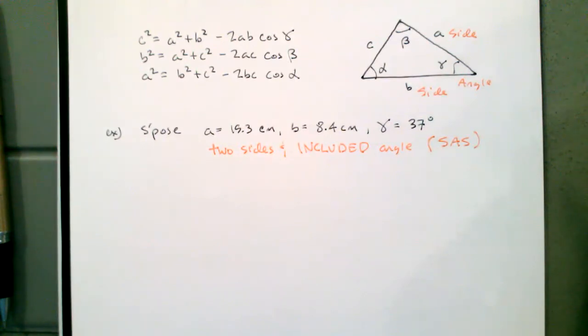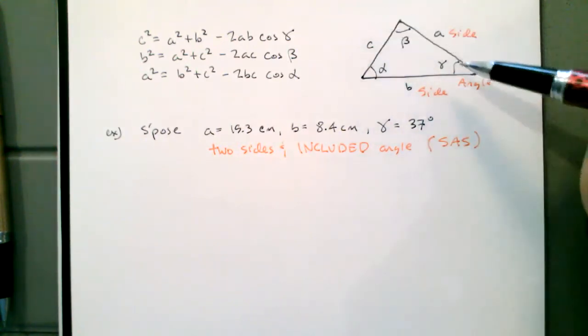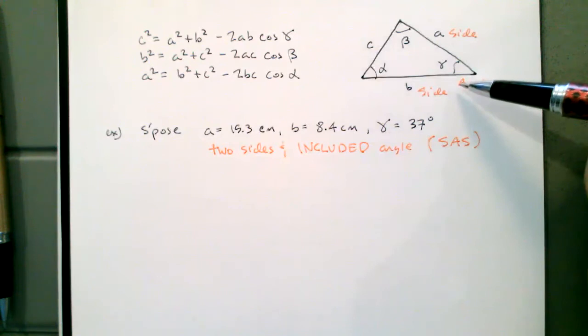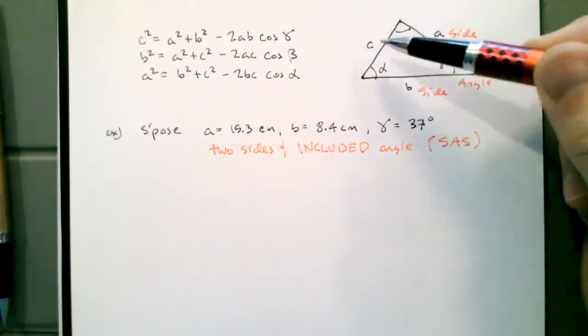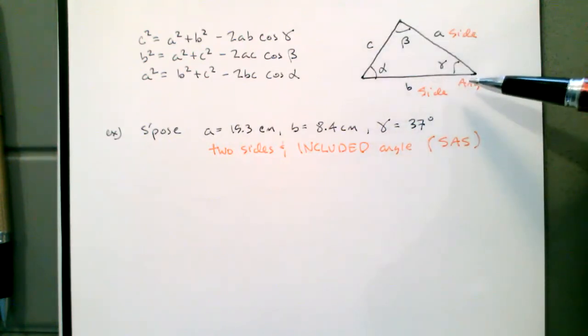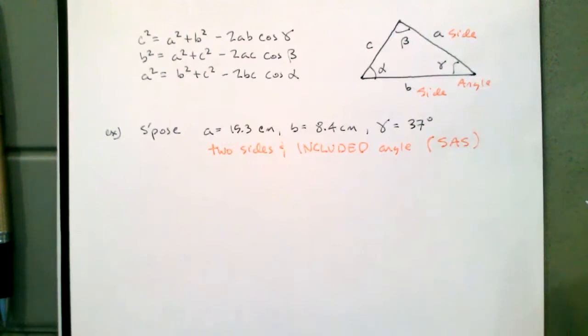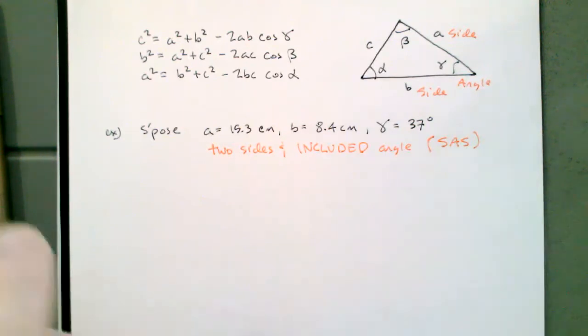If instead of side B, I had side C, I had a set of opposite information, that would not be side angle side because it would be two sides and an unincluded angle. That would be side side angle case. We don't want to start with angle. So this is two sides and the angle between those sides. So we write it SAS. So two sides and the included angle.